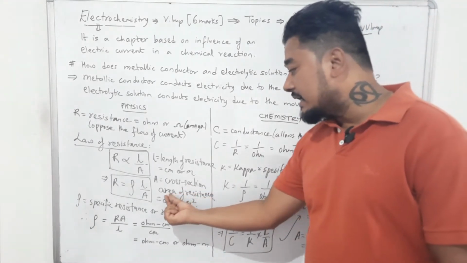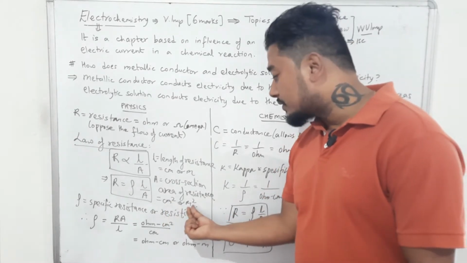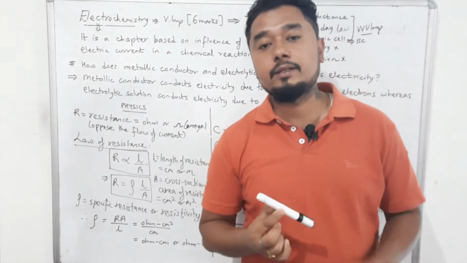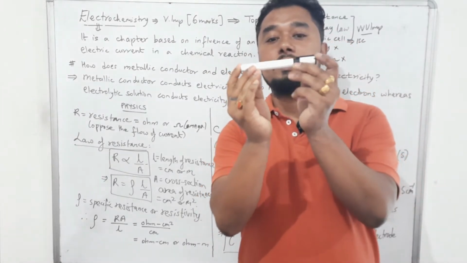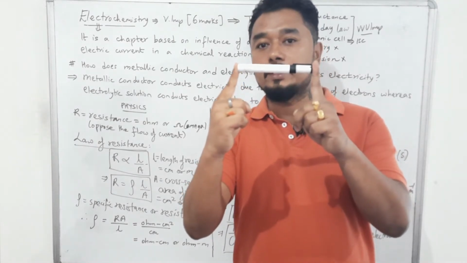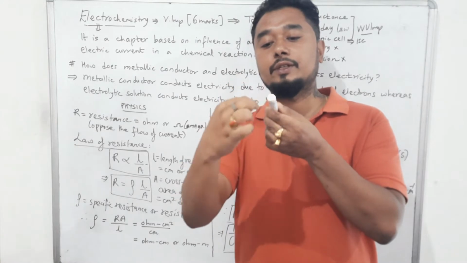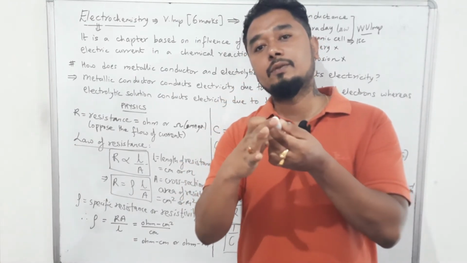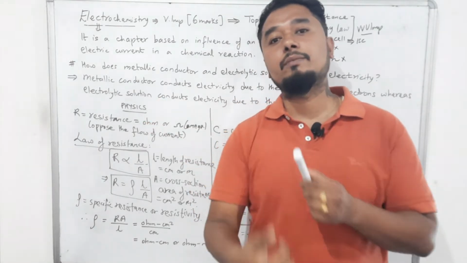Since it is an area, the unit will be centimeter square in the CGS system and meter square in the SI system. I think you all have seen a resistance, isn't it? So this is the resistance. Whatever the distance, this is the length of the resistance. And this portion is called the cross-section area of the resistance. Length unit is centimeter or meter. Cross-section area unit is centimeter square or meter square.